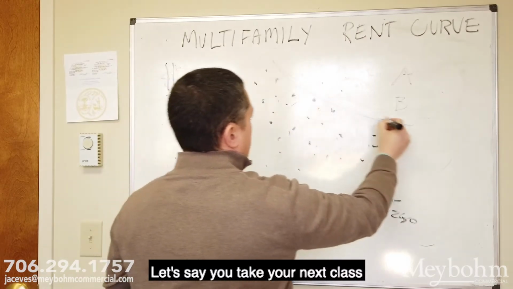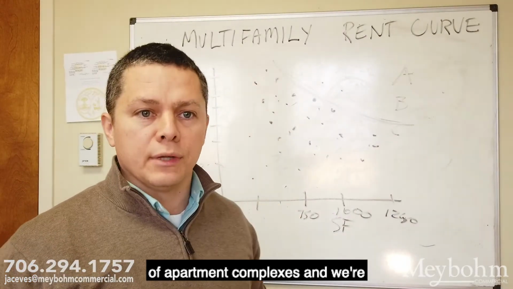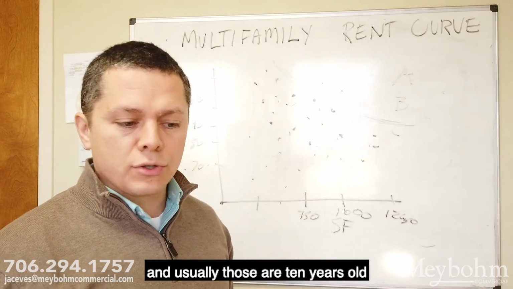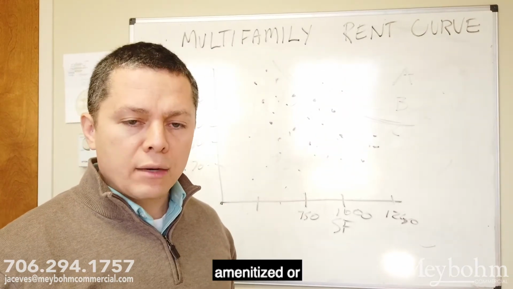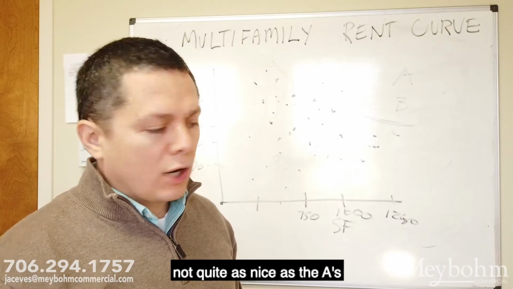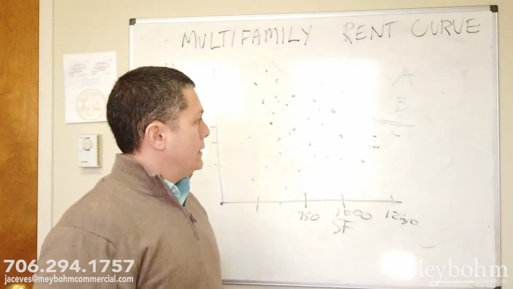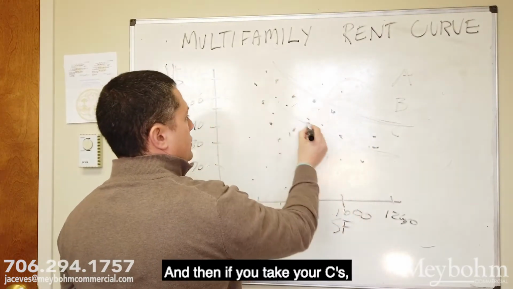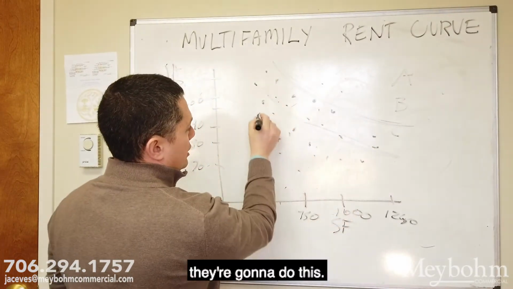And let's say you take your next class of apartment complexes, and we're going to call those B's. Usually those are 10 years old or a little bit older. They're not as amenitized or not quite as nice as the A's. And they're going to have a curve like this. And then if you take your C's, they're going to do this.